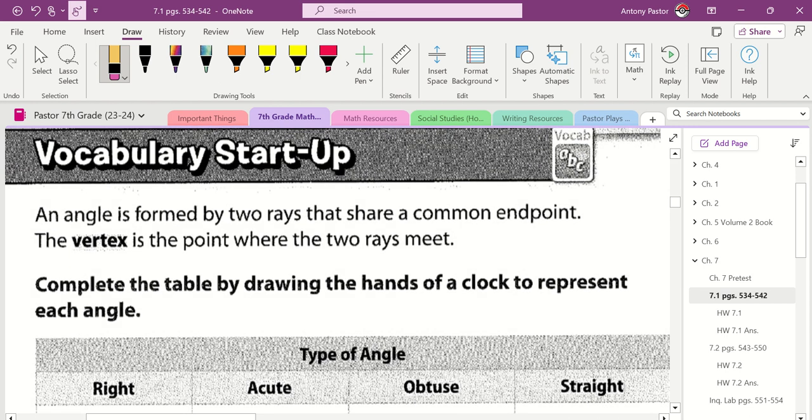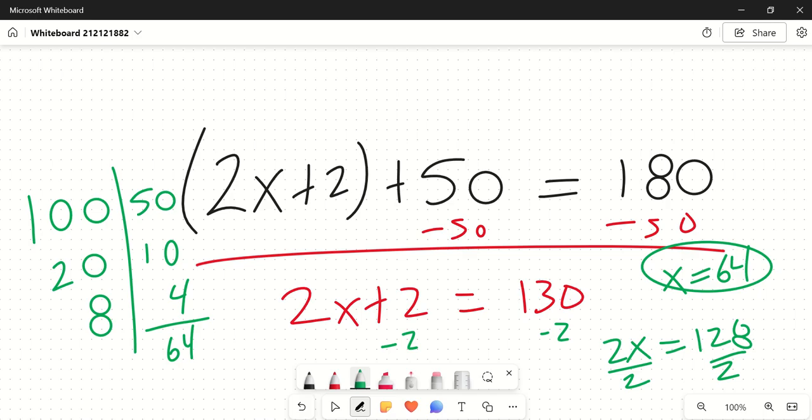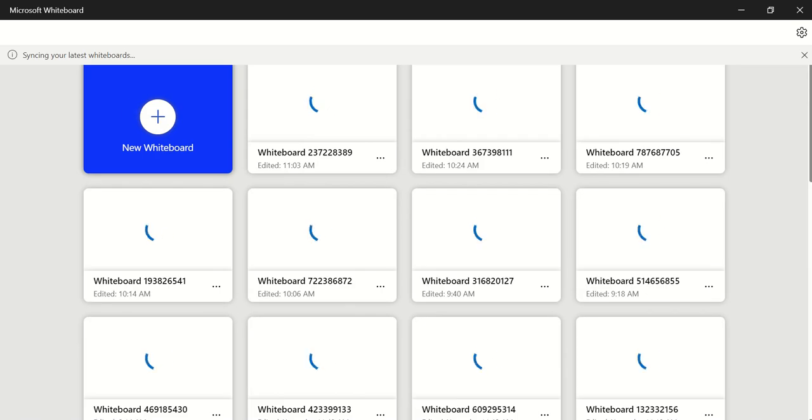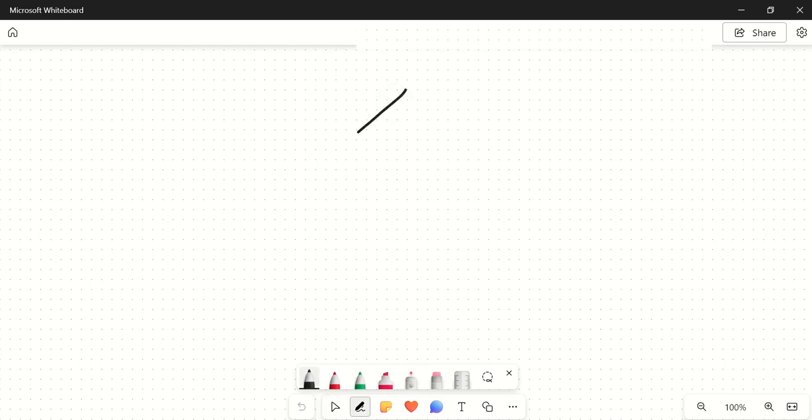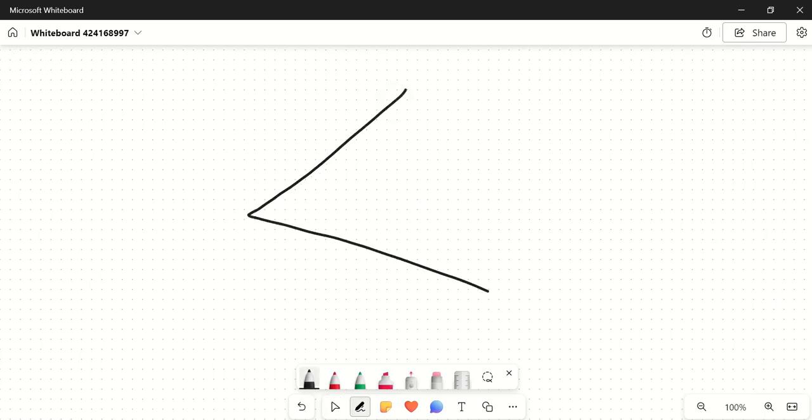First off, we need to learn what an angle is. An angle is formed by two rays. They call them rays, but they're basically lines, that share a common endpoint. So there is a very specific definition. For example, two rays are two lines that share an endpoint, meaning they end. Not to be confused with this.